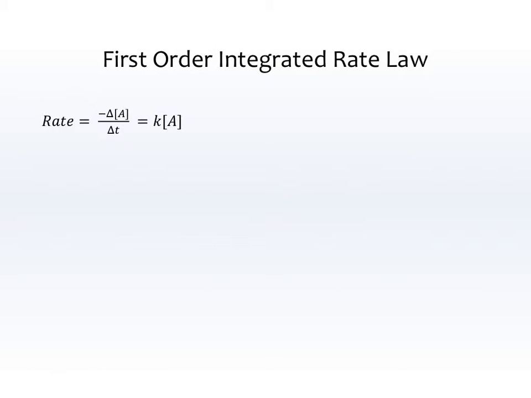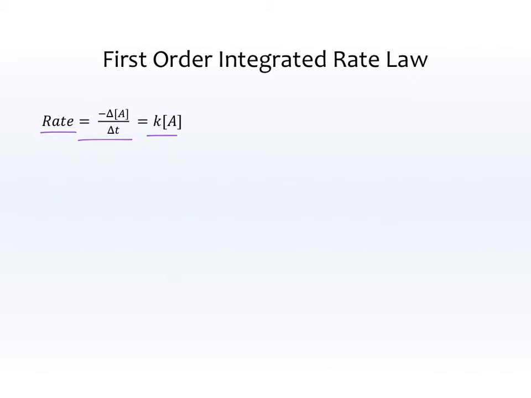So now we're going to integrate a first order differential rate law. Here's my first order differential rate law: rate is equal to k times A, or negative delta A over delta t. Remember, A is a reactant, that's why it's negative delta A, because A is going to be losing concentration over time. Now here's where the calculus comes in, and if you're good at calculus, you can just integrate rate equals negative delta A over delta t.